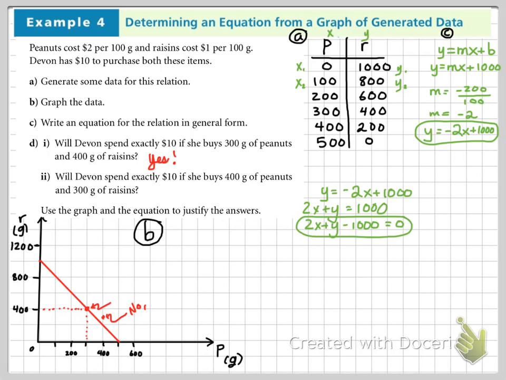The second point, will Devin spend exactly $10 if she buys 400 grams of peanuts and 300 grams of raisins? No, because that's the point now that's beyond the $10 limit. That's beyond the graph. So there we have over the $10 limit.